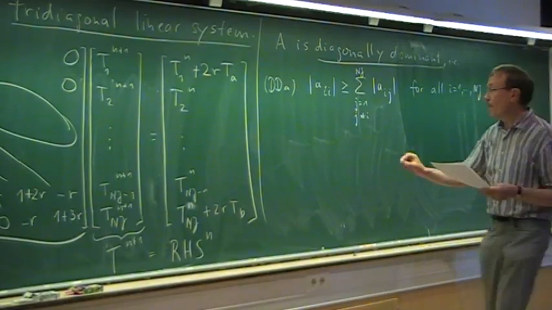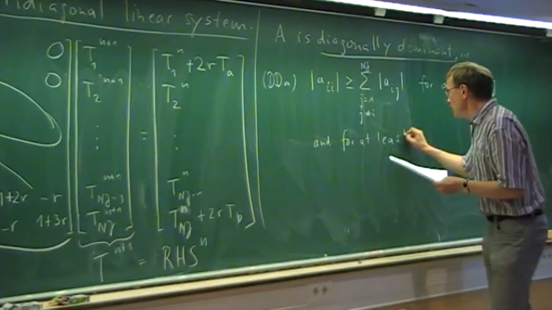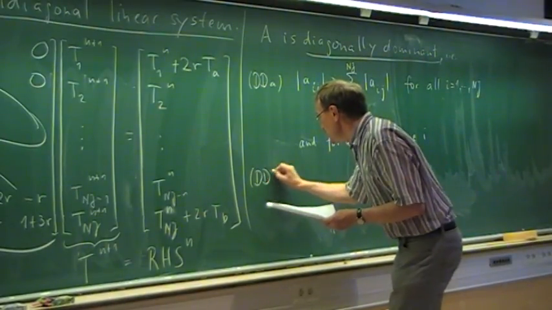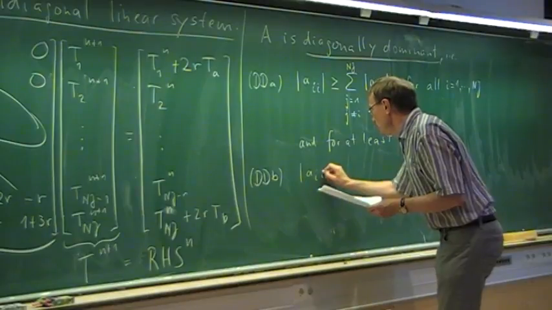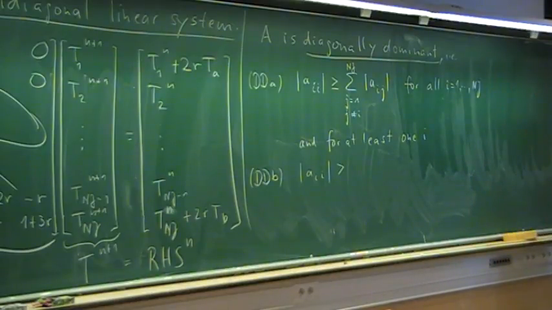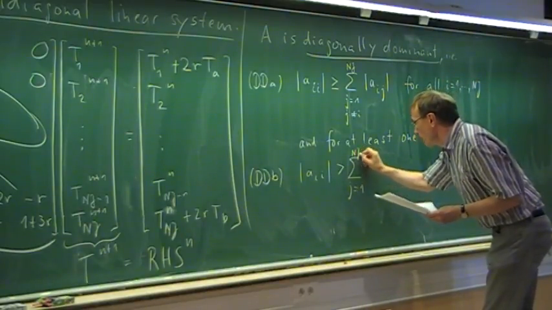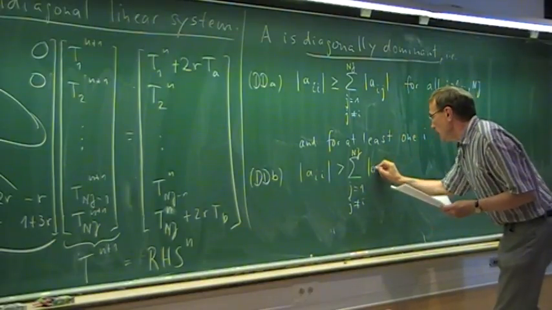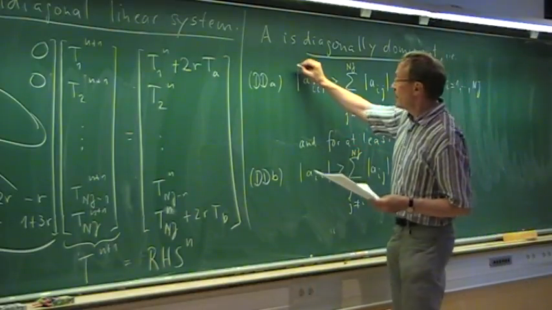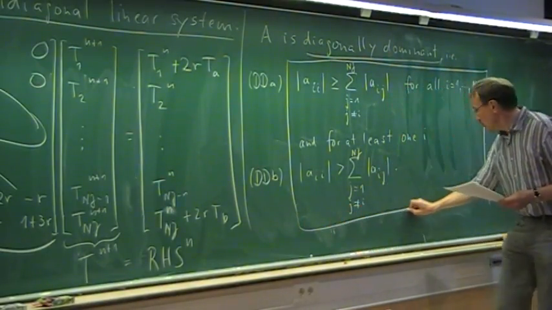That must be true for all i that we have in our linear system. And that is important. For at least one i, we must have a sharper condition. That is the following, that the absolute value of the diagonal element must be larger than, not larger or equal, but strictly larger than the sum of the absolute values of the off-diagonal elements. So these two properties, they have to be fulfilled such that we can call a matrix diagonally dominant.